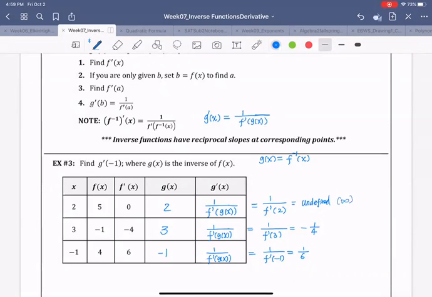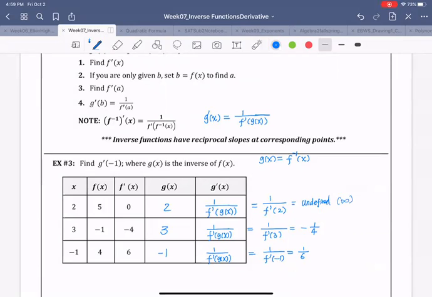I think they want us to say undefined. They never tell us to say infinity, not until we learn indeterminates and stuff. Okay. 1 over f prime of 3 is 1 over -4. That makes a lot more sense now. I got you. I didn't know you were going to flip x and g of x, but whatever.